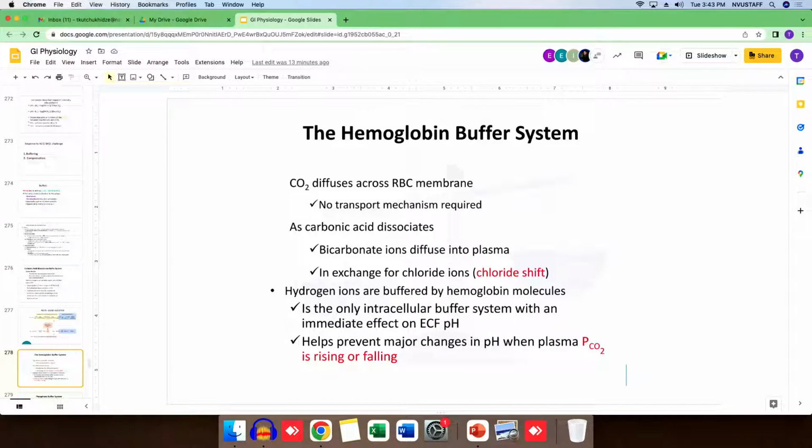Regarding the hemoglobin, as you know, CO2 diffuses across the red blood cell membranes, and it doesn't need any kind of transport mechanism at all. In the hemoglobin buffer system we have bicarbonate again, which diffuses into the plasma, and chloride is also important there because chloride channels take part in it. Hemoglobin helps prevent major changes in pH.